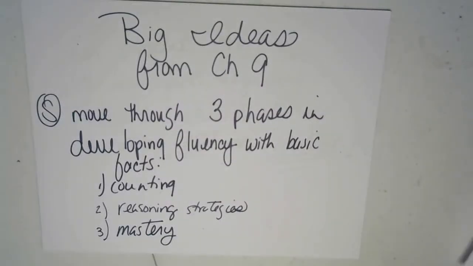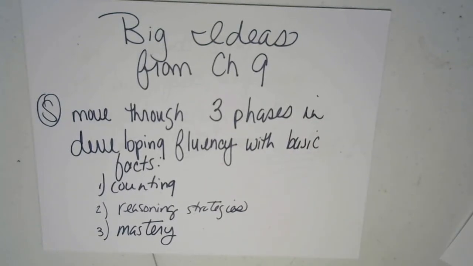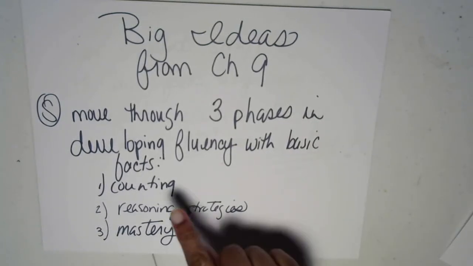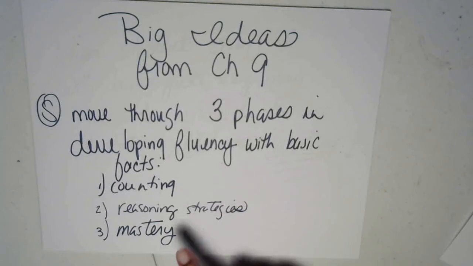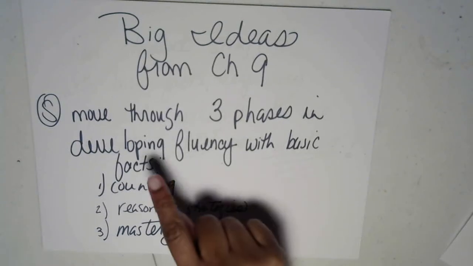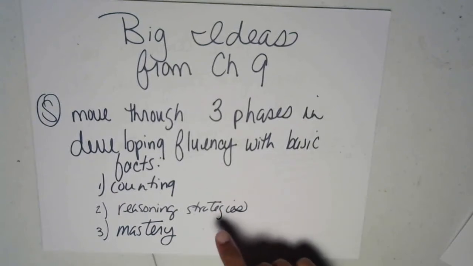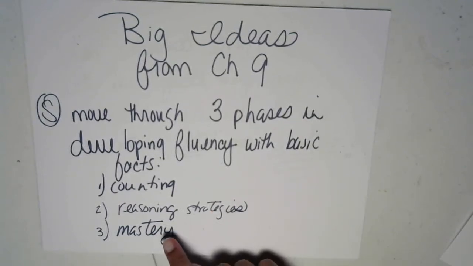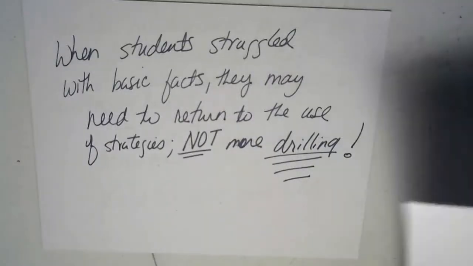The big idea from Chapter 9 is that we want students to move through the three phases in developing fluency with basic facts. We want them counting, and then moving from counting to reasoning strategies, and then moving to mastery. Instruction and assessment must help students through these three phases without rushing them. So first we'll have students counting, then we'll see students using some reasoning, and then we want them to have mastery where they know those facts quickly and can answer them in 3 seconds.